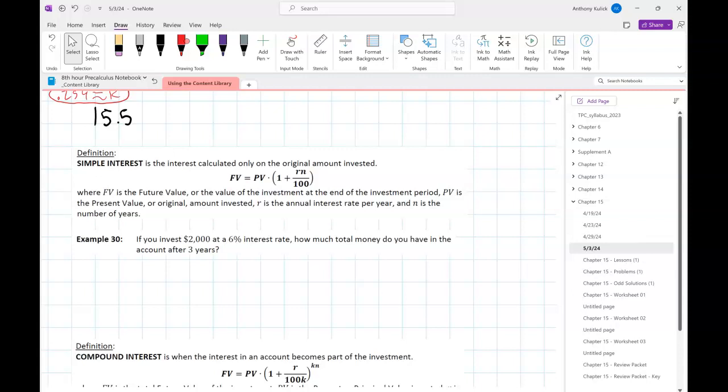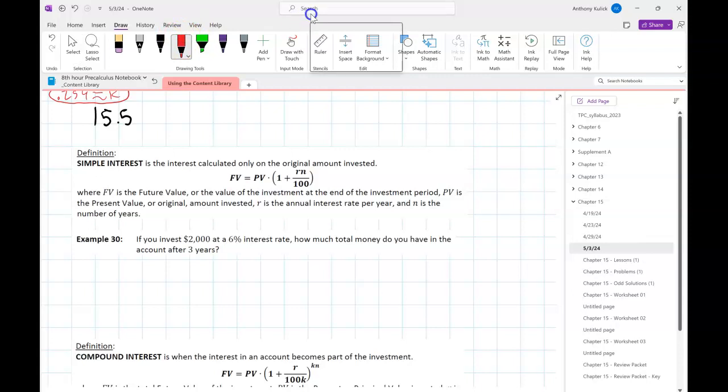So our formula describes this: FV is equal to PV times 1 plus RN over 100. FV just stands for future value. What will the account be worth in the future? PV is your initial investment. That's our principal. That's the present value. R is the interest rate as a percentage. And N is the number of years, or the number of times that interest is paid over the time frame.